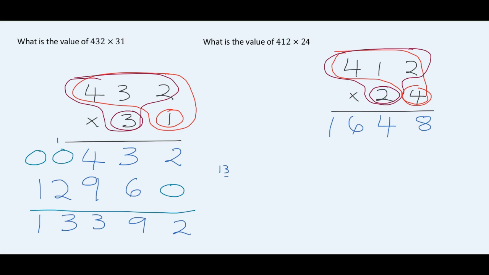So we'll start from the tens column, because 2 is in the tens position. So 2 times 2, we have a 4. 1 times 2, we have 2. And then 4 times 2, we have 8. Now we're going to fill up missing spaces with 0, and then we can add the numbers together.